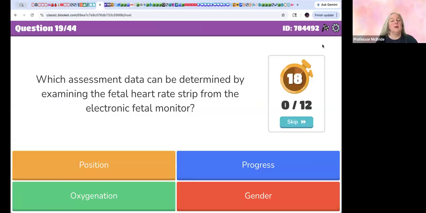Which assessment data can be determined by examining the fetal heart rate strip from the electronic fetal monitor? I said this as the first thing I said to you guys today.